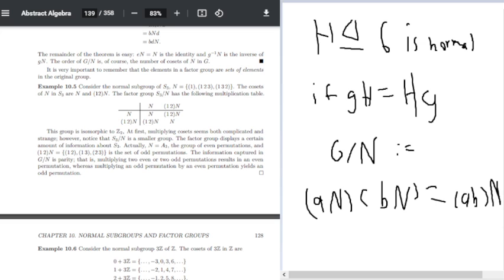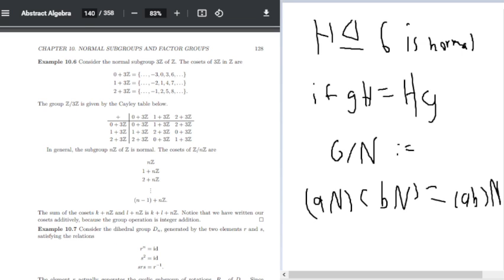At first, multiplying cosets may seem both complicated and strange. However, notice that S3/N is a smaller group. The factor group displays a certain amount of information about S3. Actually, N is equal to A3, the group of even permutations, and (1 2)N equals {(1 2), (1 3), (2 3)}, the set of odd permutations. The information captured by G/N is parity. That is, multiplying two even or two odd permutations results in an even permutation, whereas multiplying an odd permutation by an even permutation yields an odd permutation.